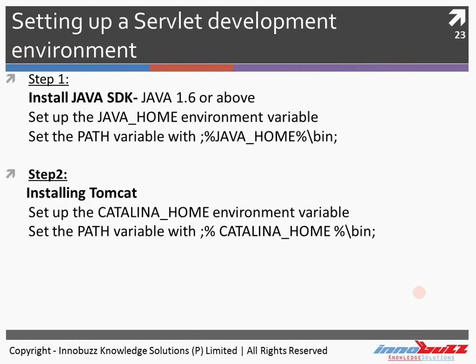And step 2 is installing Tomcat. So Tomcat is the server we are using in this tutorial. Set up the CATALINA_HOME environment variable in the computer's environment variables, which is very important. Set the path variable for CATALINA_HOME/bin. And also the Tomcat which you install should be the latest version, it can be Tomcat 7 and above and not below that, because the new features are available from Tomcat 7 onwards.